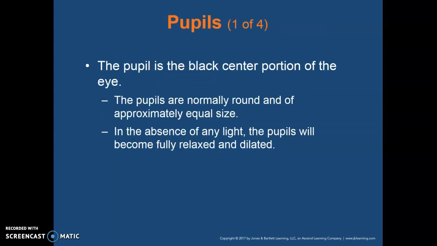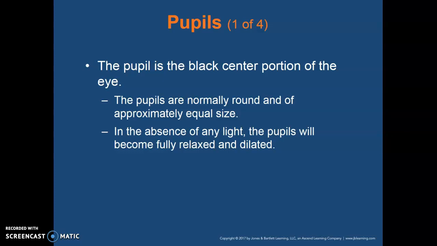Pupils. We can test neurologic response by checking the pupils. The pupil is that black center portion of the eye. Generally, they are round, approximately equal in size. And then if you put light to the eye, you only want to do it to one eye.